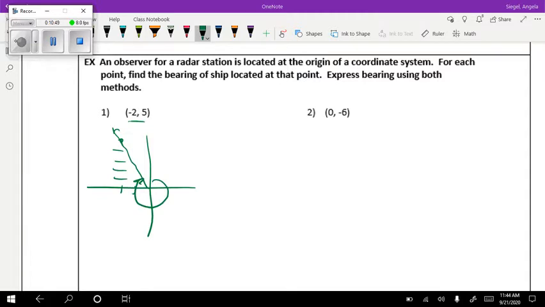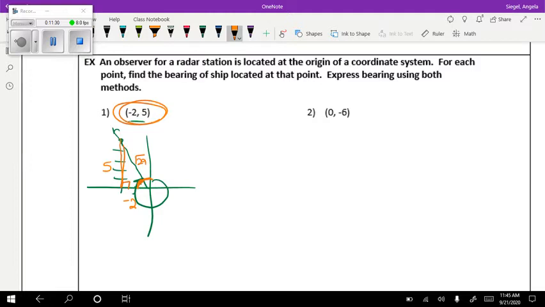The thing about it is, when a problem is worded like that, I need to figure out, let me do this in a different color, what this angle is or what this angle is. Either one is going to help me. So I need to draw a right triangle, and we've had problems like this. I'm going to figure out some things there and then apply it to the bearing problem. So what do I know? I know that this is -2 and this is 5. So 25 plus 4 is the square root of 29.